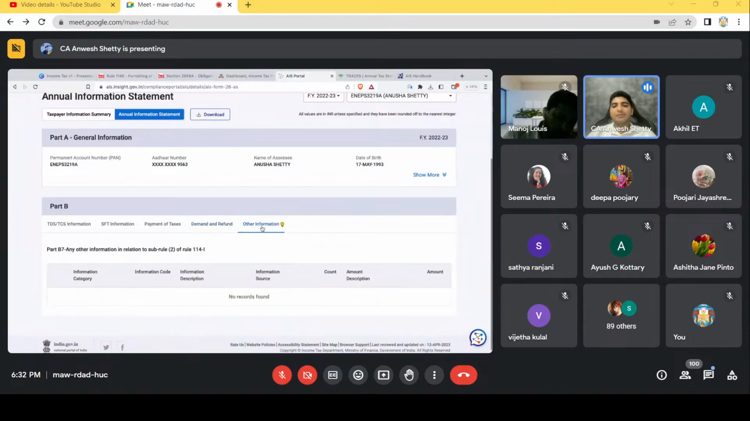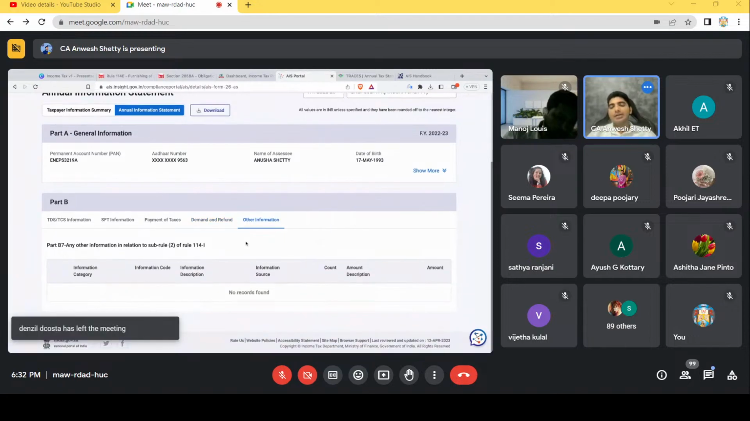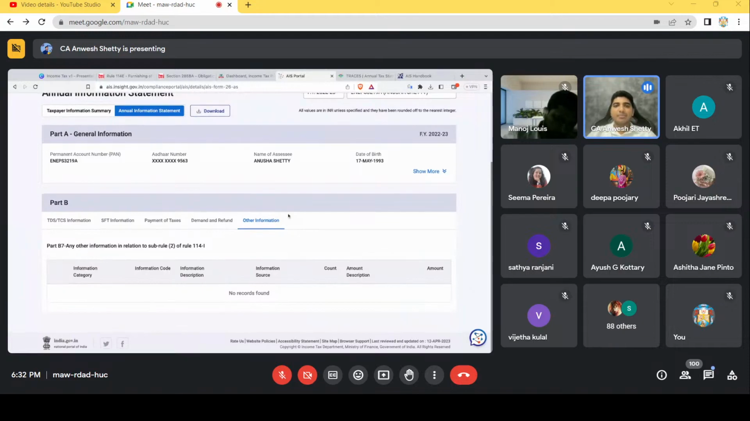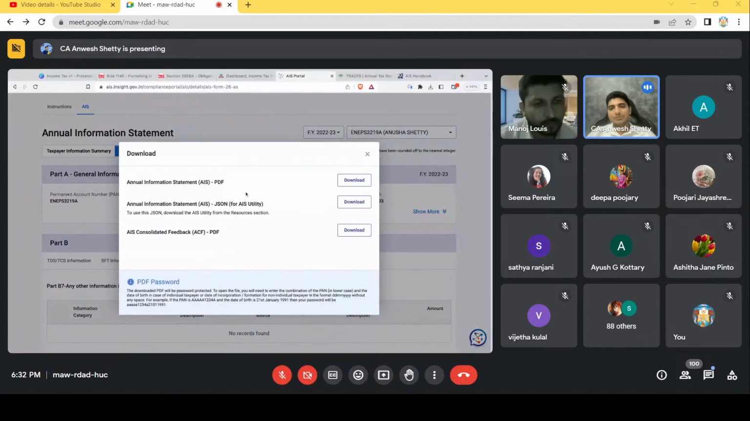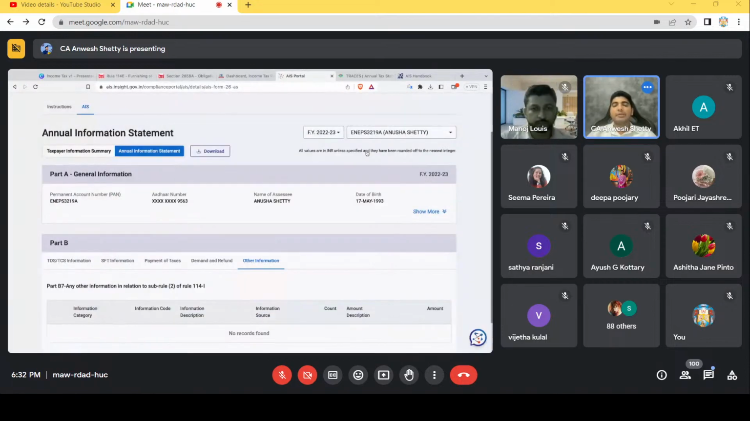Then if there is some other information about you, for example, if you have received some rent, who has paid you that rent? All this information would appear here. So this is about your AIS as well as TIS, and you can download it here also. There is a download button, and you can download in either PDF format or JSON format.